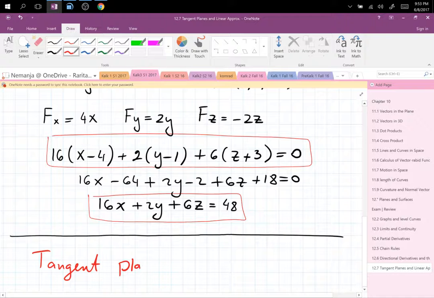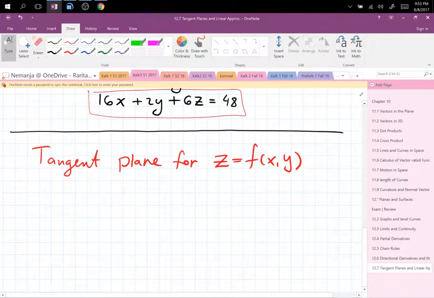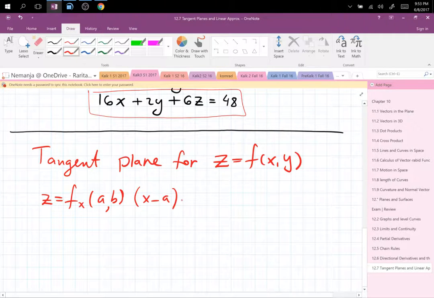The tangent plane for z equals f of xy is given by z equals fx computed at AB times x minus a, plus fy computed at AB times y minus b, and then plus f of AB.